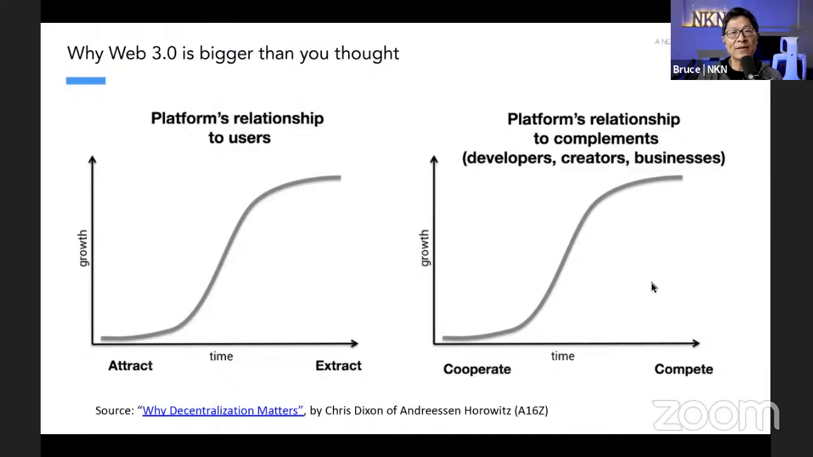He pointed out very clearly why Web 2.0 did not work. This is a very famous chart. Let me explain the relationship between the platform and the users. In the very beginning of the platform, let's say Facebook, they need to attract users. They are super nice to the users because they want to onboard users, because users contribute lots of content. But over time, when it reaches a certain point, there are no more new users to acquire, and then the user becomes their product, right?